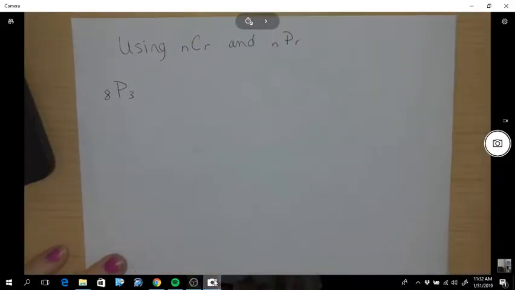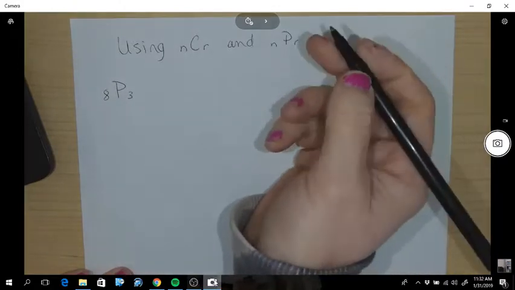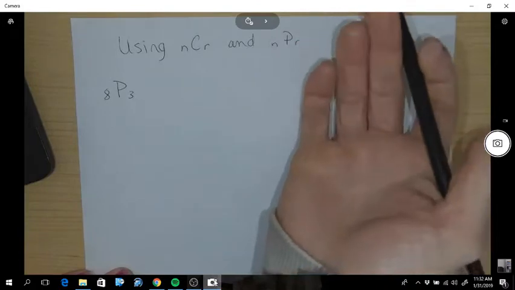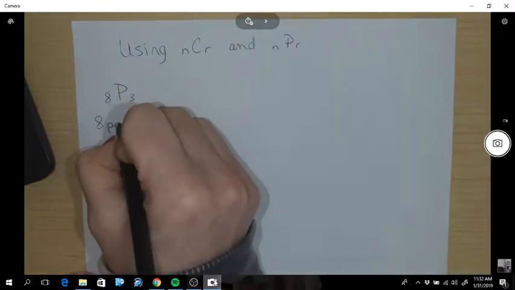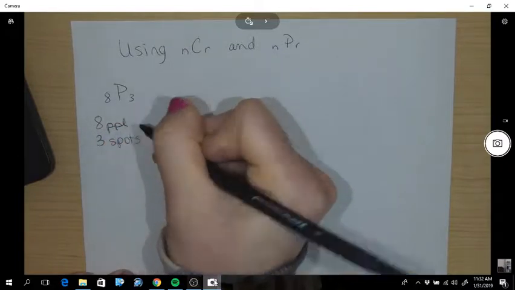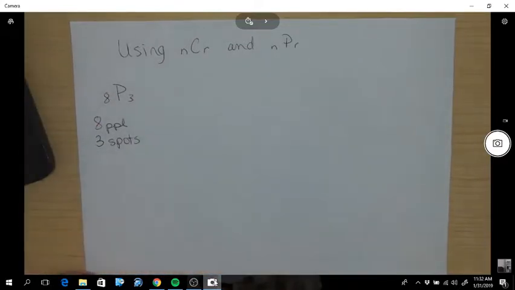Okay, we're going to use the nCr and the nPr formulas, so that you have on your formula sheet. Okay, so the first example, 8P3. Let's pretend a real life example would be if you had 8 people and 3 spots or 3 chairs. So how many different ways could you put those 8 people into 3 chairs?